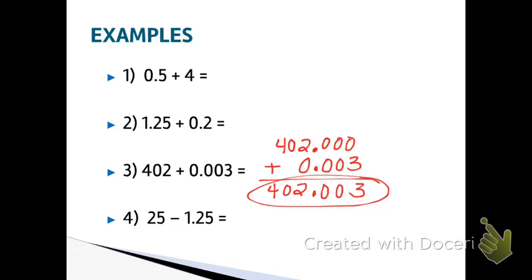Okay. Let's do the last one. So we have 25. Where's the decimal? At the end. It's at the end because it falls behind. Okay. And this one is subtracting. So we put 1.25. Now a few of you will do this. A few of you will do that.